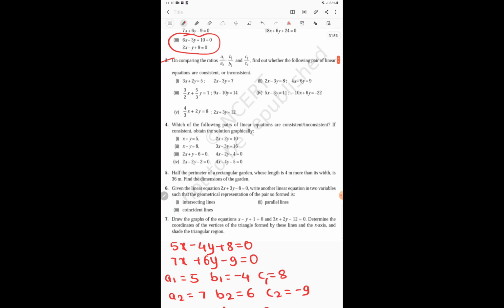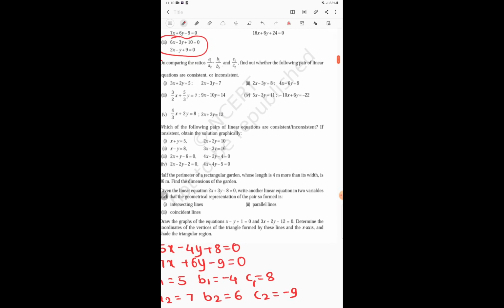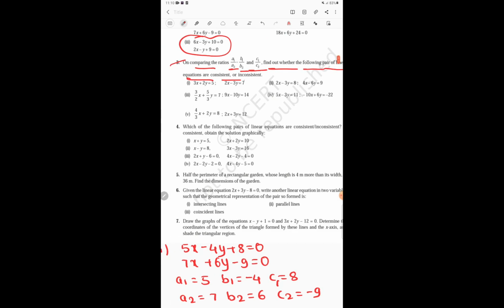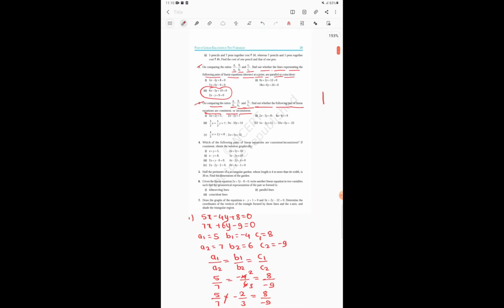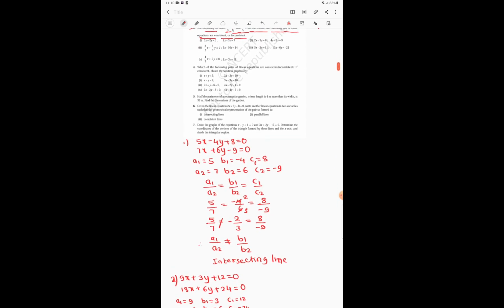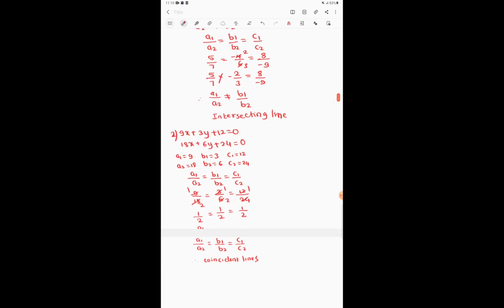On comparing the ratios a1 upon a2, b1 upon b2 and c1 upon c2, find out whether the following pair of linear equations are consistent or inconsistent. So he asks one question here: we have to check whether they are consistent or inconsistent. How do we solve this one? See, the first example we have taken here is 3x plus 2y is equal to 5.